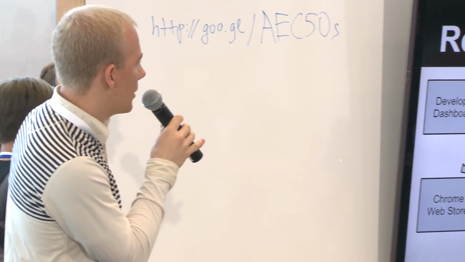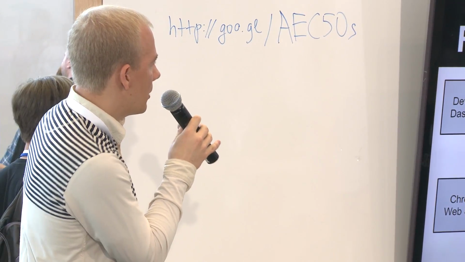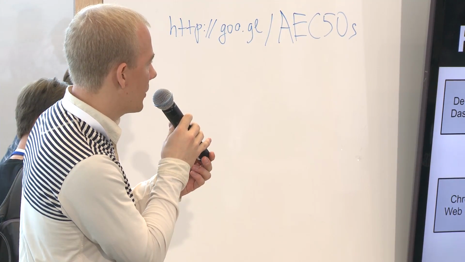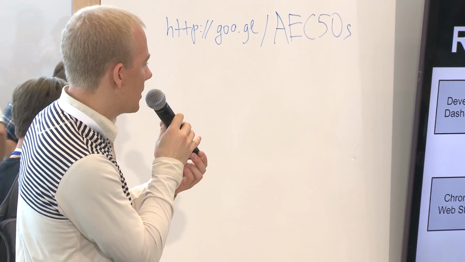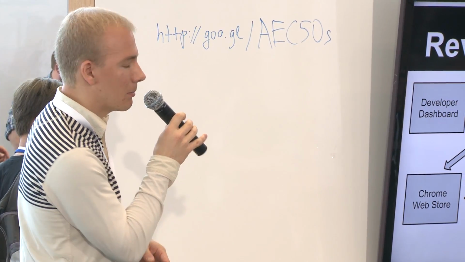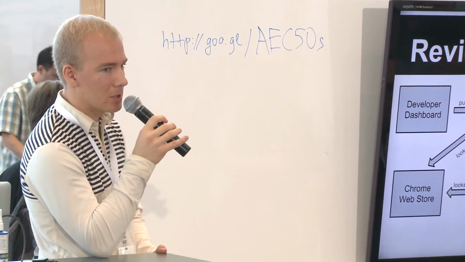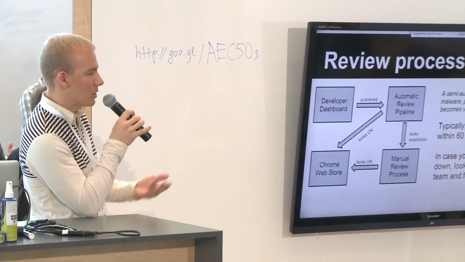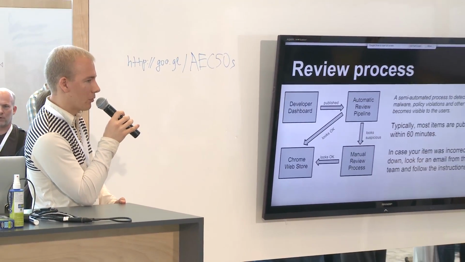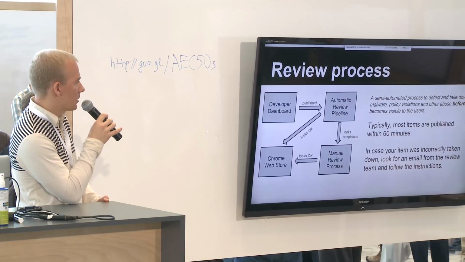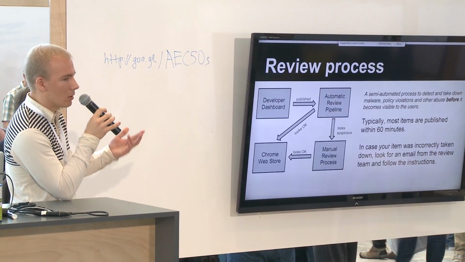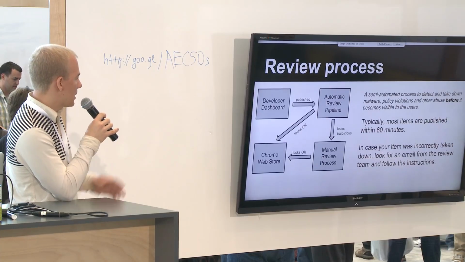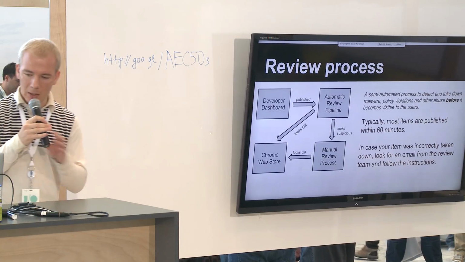So what's important here is that even though it sounds a little bit scary, most items get published within 60 minutes. And it's very important to monitor the email that you use to publish items in Web Store, because Google will use this email to send you notifications about any problems which are happening with your items. And in some cases, it's very effective to just appeal or to reply to the notification in some sensible way, and then the item can be restored very quickly again.